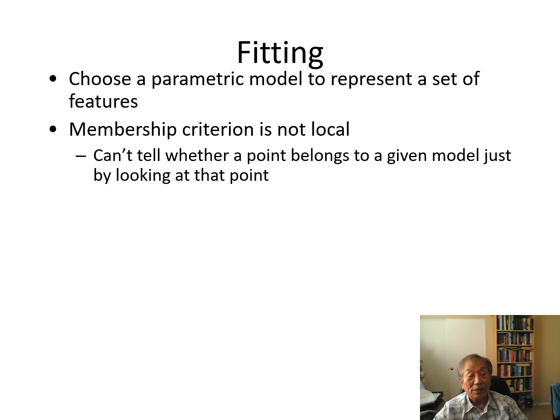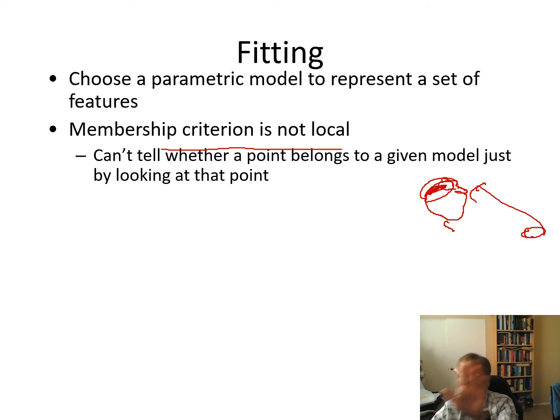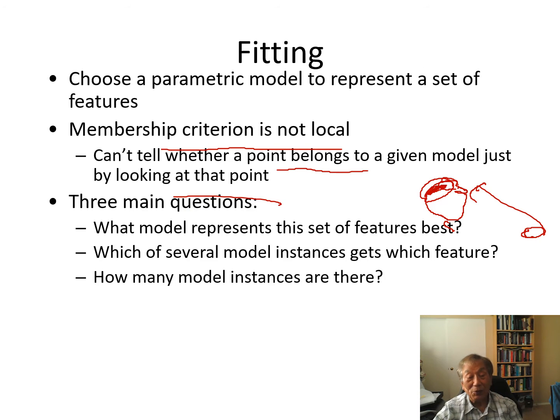So we need some parametric model rather than actual data one at a time. And then it says membership criteria is not local, meaning that you study the fitting. You have this shape, and this is our pattern. Suppose it is matched only this much. That's locally a fit, but maybe not enough. So you have to look at the total picture, everything together, and how much does it match. A point belongs to a given model not just by looking at that point, but we need to say how well they are fitting, so they represent this set of features best.